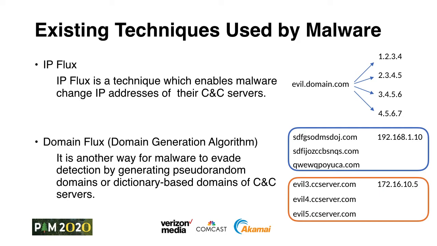Another technique is domain flux, and the main point is the domain generation algorithm, also called DGA. Bots and CC server run the same algorithm and generate a bunch of domains, but only a few of them are available for bots to access the server.